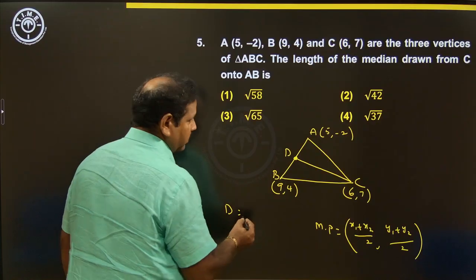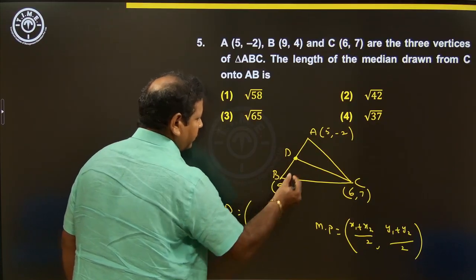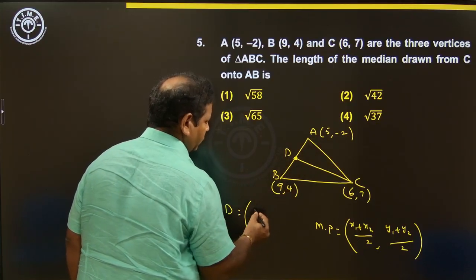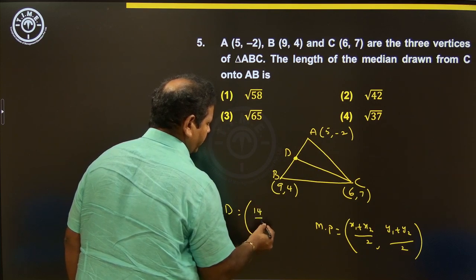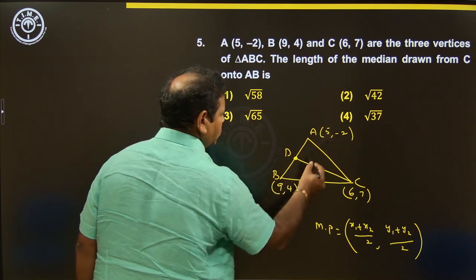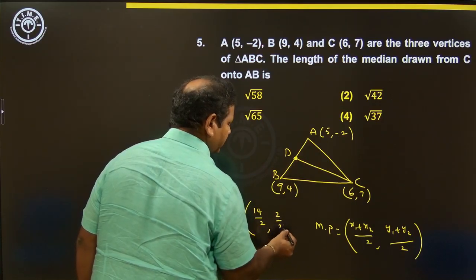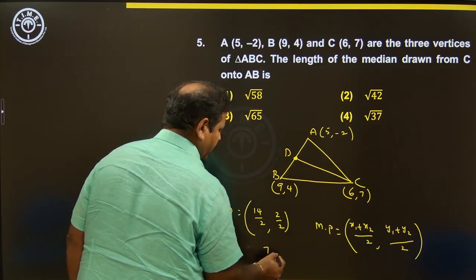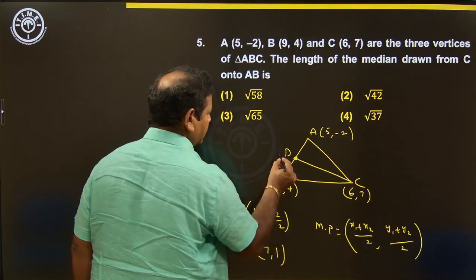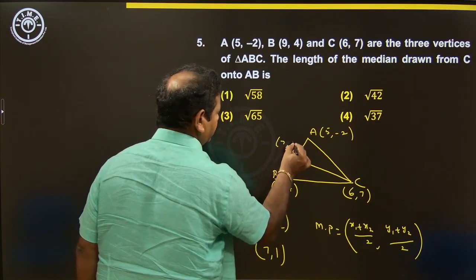So here the midpoint of AB is then 5 plus 9, 14 by 2. Minus 2 plus 4 is nothing but 2, no? 2 by 2. Which is 7 comma 1. 7 comma 1 is D.